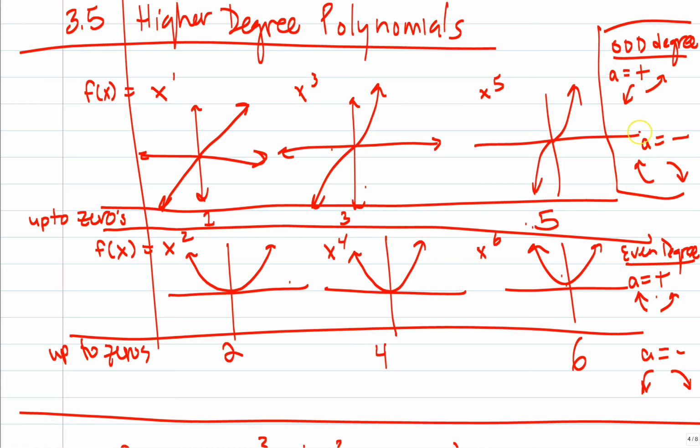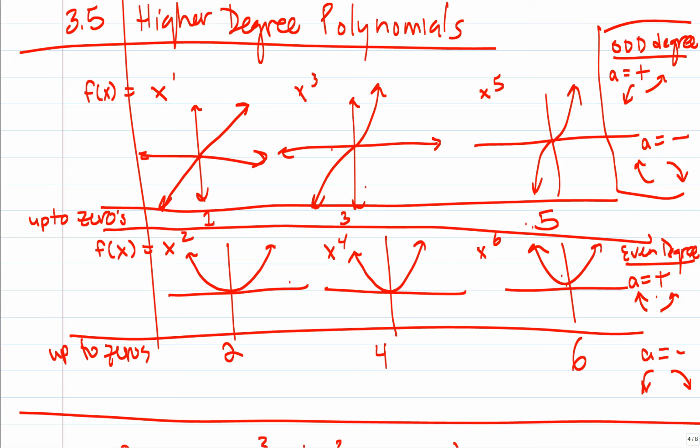If the a was negative, then this behavior would now be on the top, and this behavior would now be on the bottom, but they always go to opposite sides. They either begin on the bottom and end on the top, or they begin on the top and end on the bottom. Odd degrees always begin and end opposite of each other. So this is just talking about beginning and ending behavior, okay?